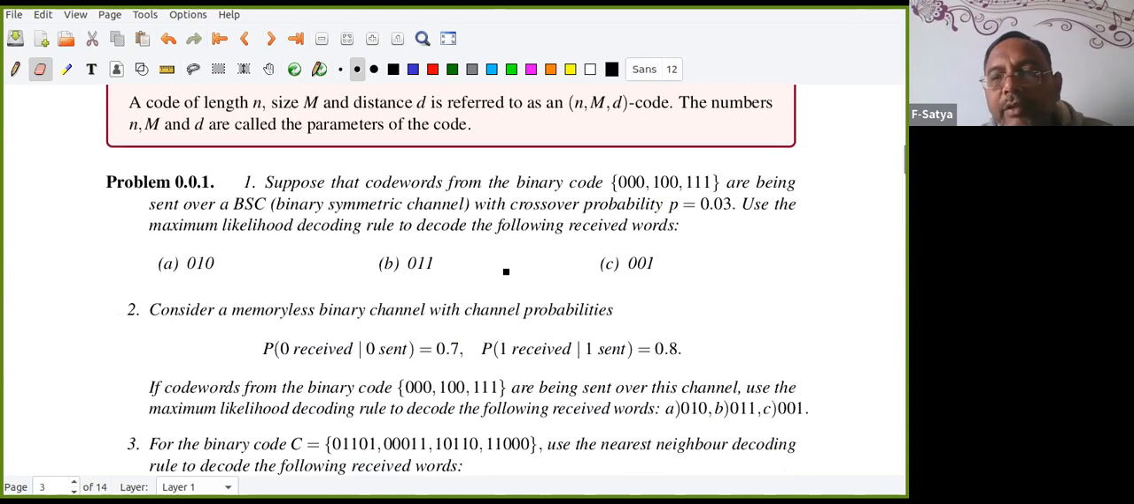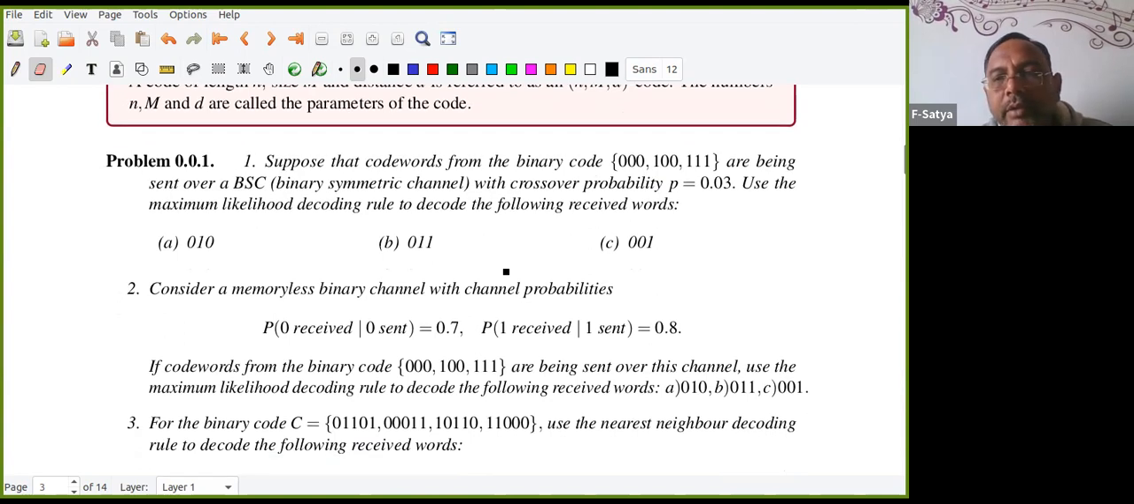Okay, these are a few more exercise problems for you to do. Is it okay? What are the questions? I'm just reading one. Suppose the code words are from this set: 000, 100, 111 are the code words, correct? These are the code words.